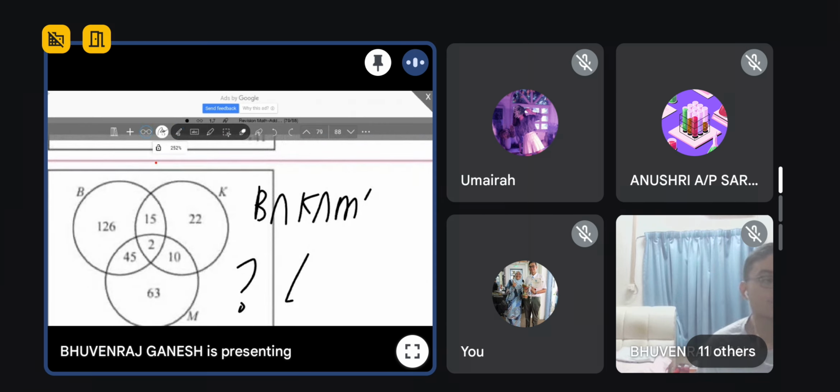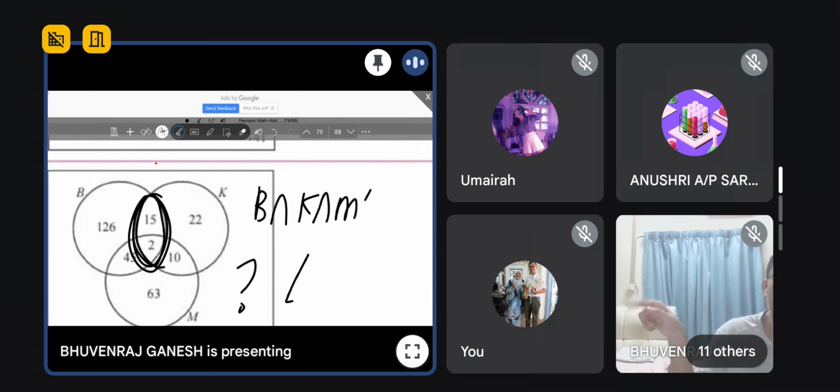What is the value untuk operasi set macam ni? Can anyone try? Very good lah. Okay, the answer is 15. Okay, do you all understand why, guys? Boleh faham? So B intersect K is this one.